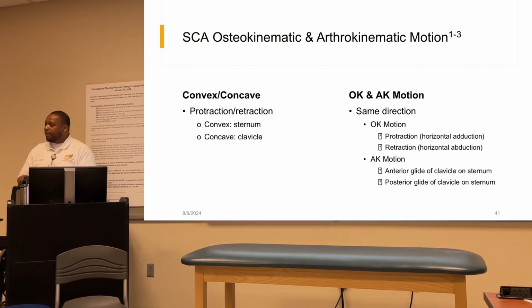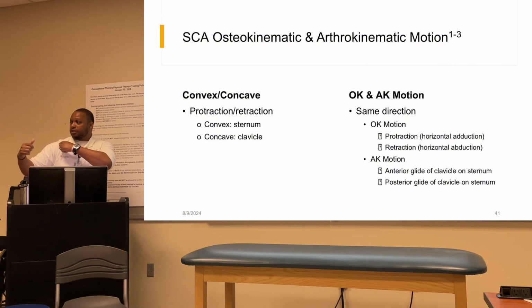You get the osteokinematic and arthrokinematic motion occurring in the same direction. So for example, with protraction, moving the scapula away from the midline. If I move the scapula away from the midline, with my sternoclavicular joint, what's happening is I do shoulder joint complex horizontal adduction. So what's going to happen is I'm going to have an anterior glide of the clavicle on the sternum, because now my clavicle is moving anteriorly because I'm moving away from the midline.